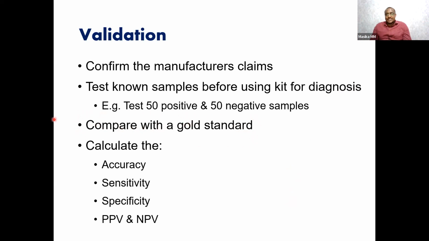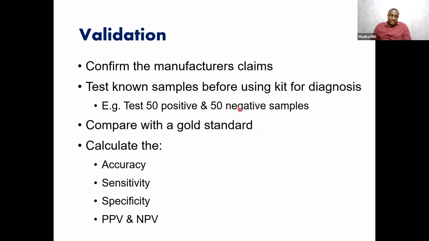A gold standard is a test that is comparable with what you're doing. For example, right now we are looking for IgG. You cannot compare IgG with PCR because PCR will detect the virus, yet IgG is detecting antibodies. So the gold standard for antibody detection for dengue is what? Neutralization assays, because neutralization assays will detect antibodies. So be careful when you're choosing the gold standard. Make sure you're looking at the same thing.